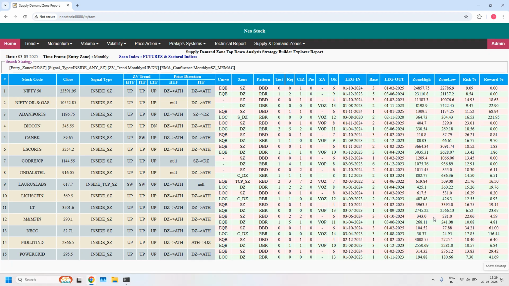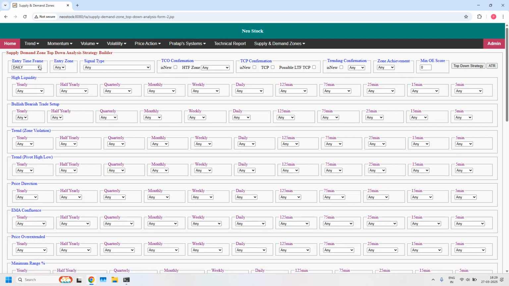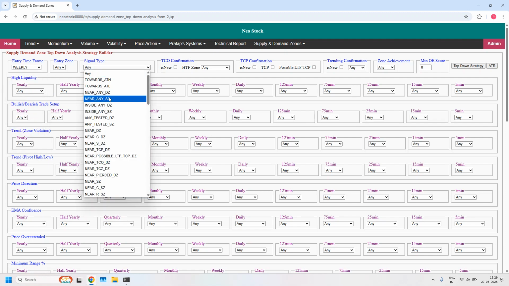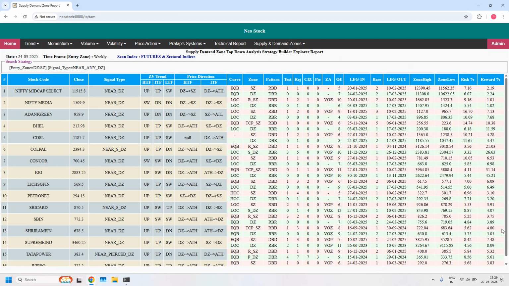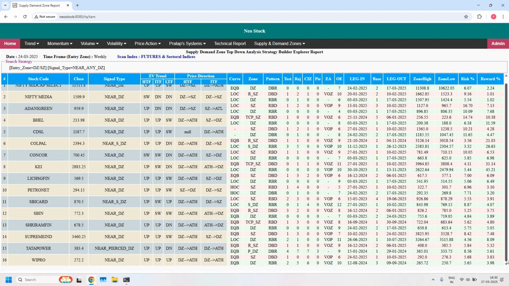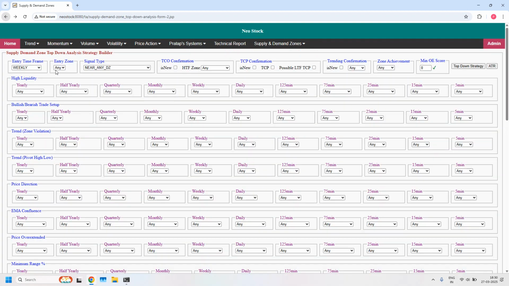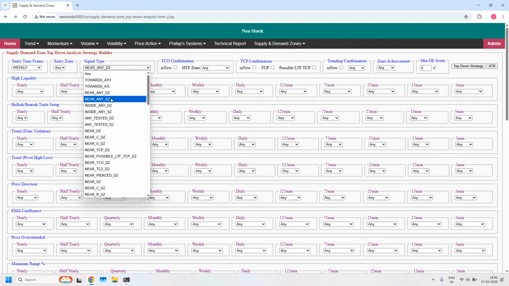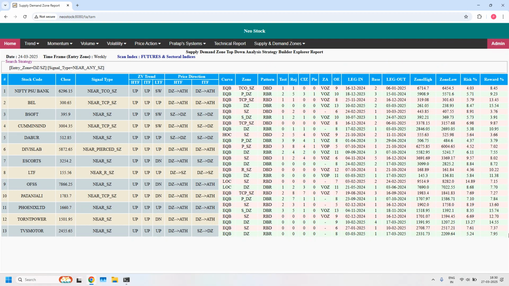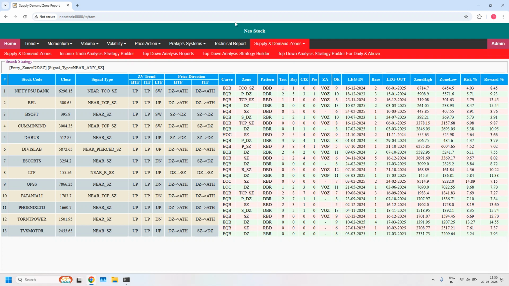Next time frame is weekly. Stocks near weekly demand zone, we got 16 stocks. First 15 stocks in the list. Scrolling the list down, total 16 stocks. Okay, next, stocks near weekly supply zone, we got 13 stocks.